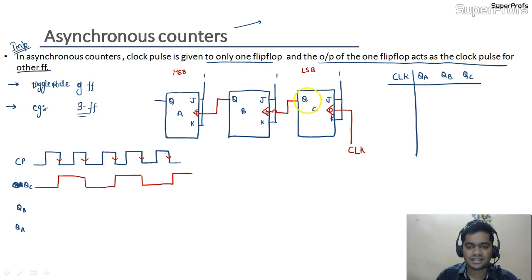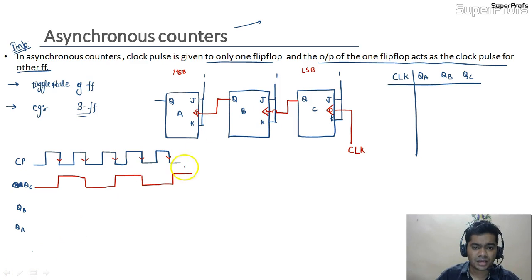If we are taking just QC, as J and K are 1, it is in a toggle state, and when the C flip-flop is triggered using the clock pulse, the falling edge of the clock pulse would change the QC output from 0 to 1, 1 to 0, 0 to 1.